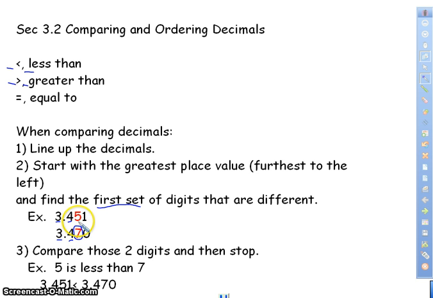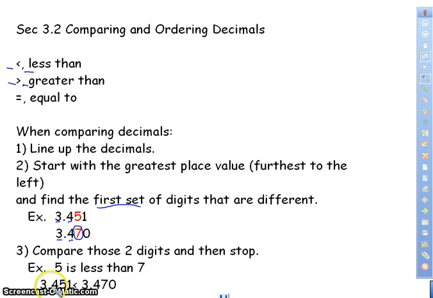Now the reason that I stop is that if I keep going, now I have a 1 and a 0. Well, what's bigger? The 1, but that doesn't matter anymore, because the hundredths value is larger than the thousandths value. So the hundredths value is going to have more weight. That means the bigger number is going to take over for the thousandths. So after I compare the two digits that are different, I stop. So 5 is less than 7. So 3 and 451 thousandths is less than 3 and 470 thousandths.